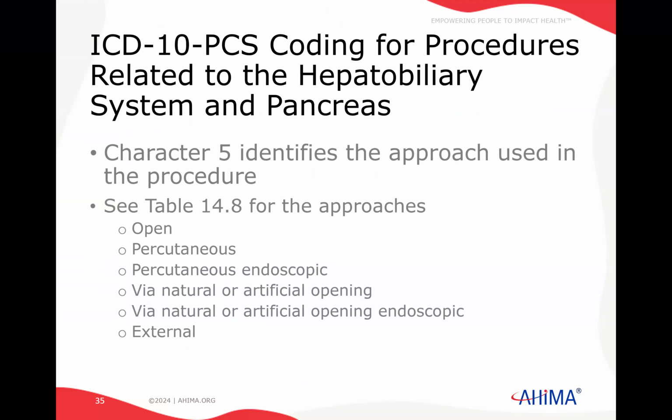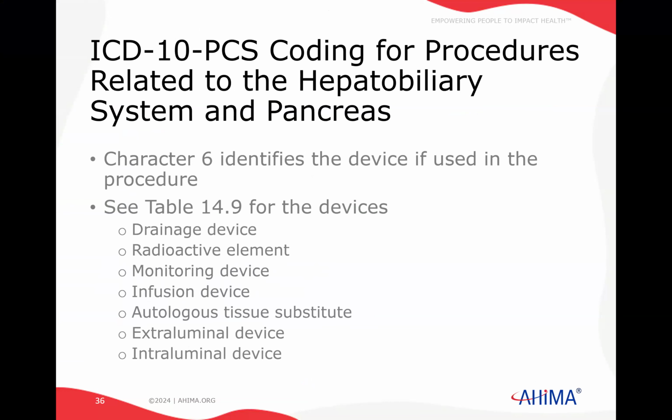Now we're on to the fifth character, same types of approaches we've seen before. And these are mentioned in Table 14.8 in your text, also in your code book. Could be open, percutaneous, and so on. Character 6 will identify the device if it's used in a procedure. We don't always think of these procedures on the hepatobiliary system as having devices, but if you think about it more, it makes sense. And these are things like drainage devices, radioactive elements, monitoring, and so on.